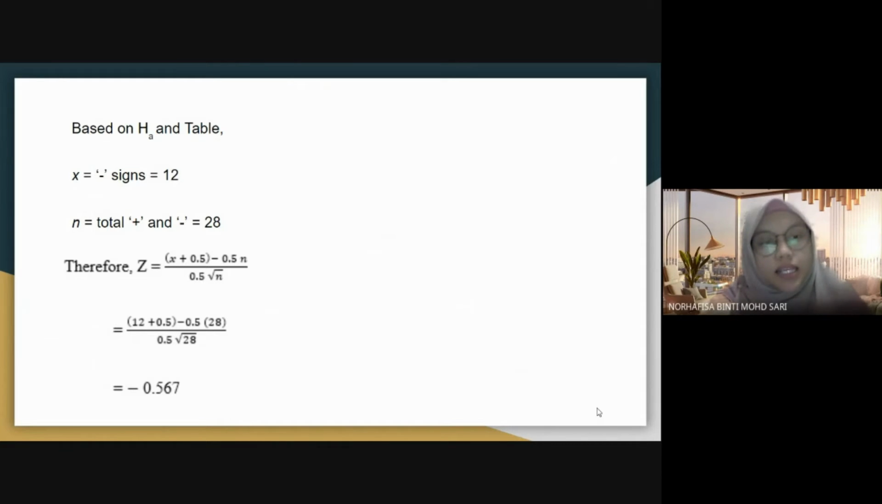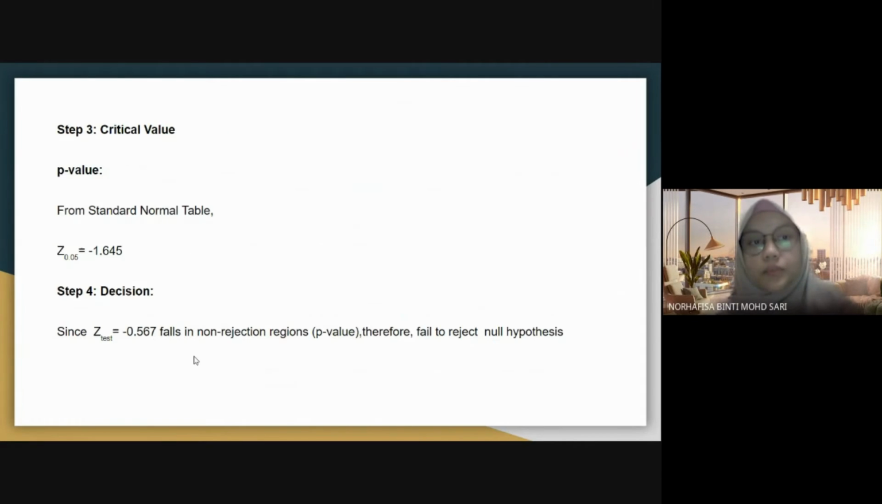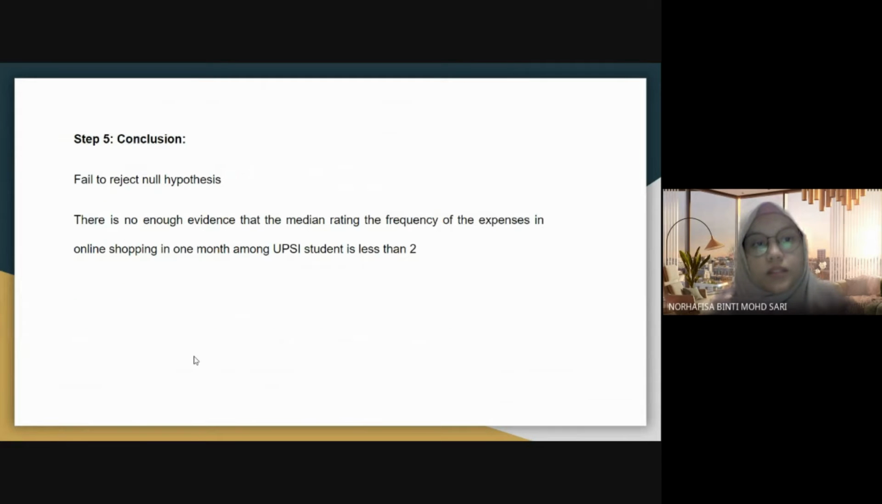So we get Z equal to negative 0.567. From the standard normal table, Z at 0.05 is negative 1.645. Then step 4 is the decision. Since Z is negative 0.567, which is not in the rejection region, we fail to reject the null hypothesis. Step 5 is the conclusion. We fail to reject the null hypothesis, so there is not enough evidence that the median rating of the frequency of the expense in online shopping in 1 month among UPSI students is less than 2.